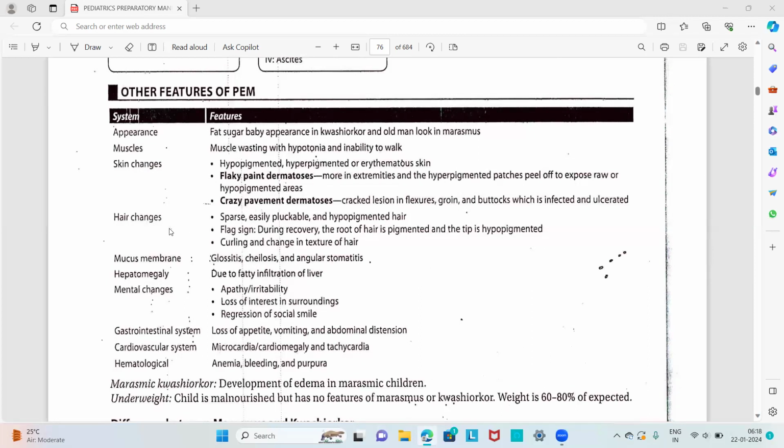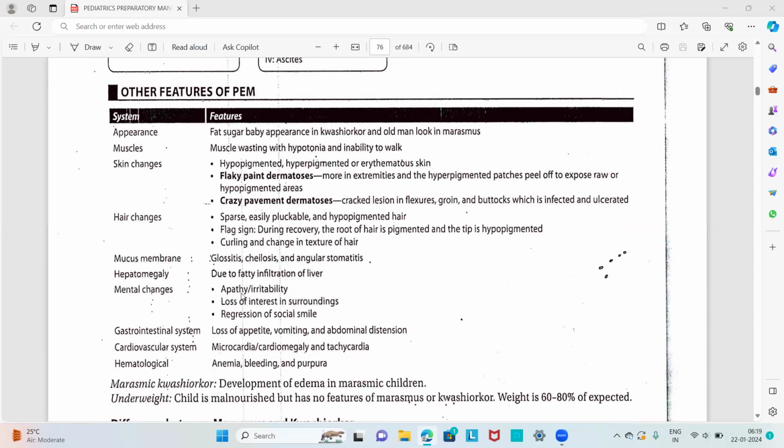Then we have hair changes like sparse, easily pluckable, and hypopigmented hair. There will be the flag sign, that is during recovery, the root of the hair is pigmented and the tip is hypopigmented. The curling and texture of the hair will be absent. These are the hair changes in protein energy malnutrition. In the mucous membranes, we have glossitis, cheilosis, and angular stomatitis. And due to fatty infiltration of the liver, patients have hepatomegaly.